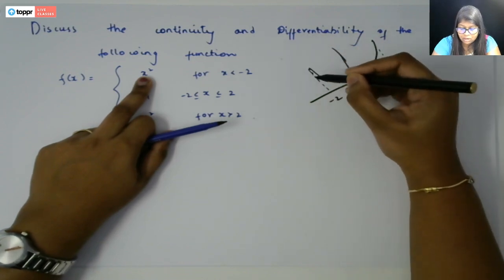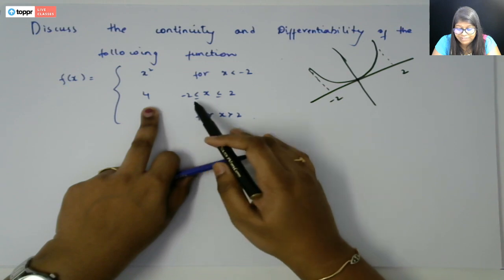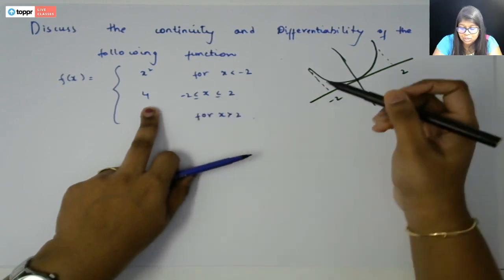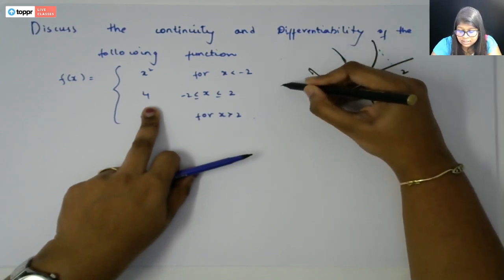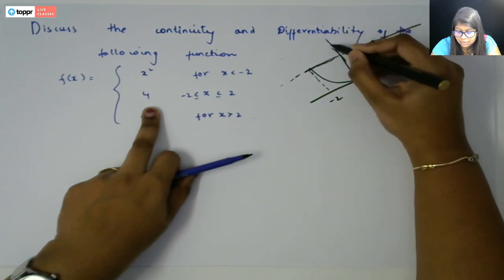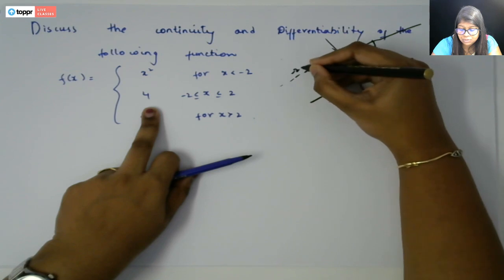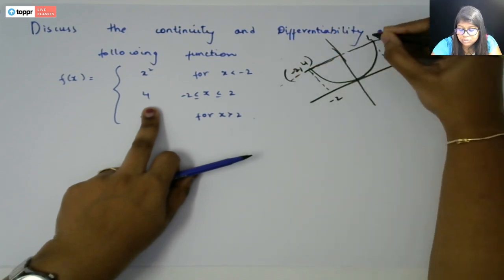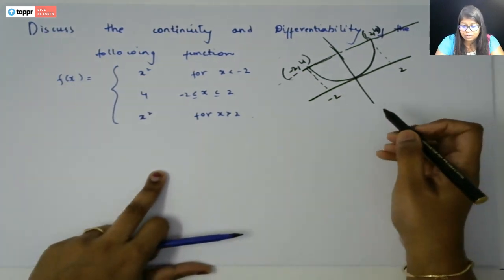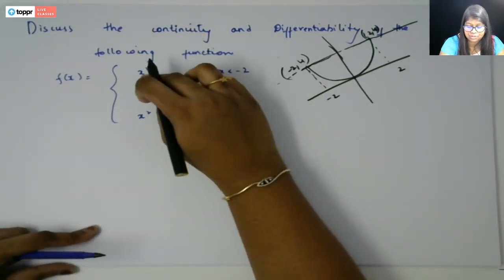Okay, now for x less than -2 and greater than 2 the function is x square, and for greater than -2 and less than 2, the y value is 4, so it will be somewhere like this. Okay, so this is at -2, 4. This is 2, 4. Okay, so now what we do is, let's try to find out the continuity of this function first.